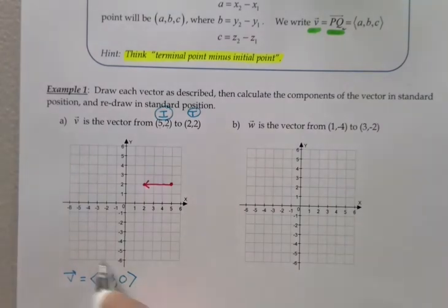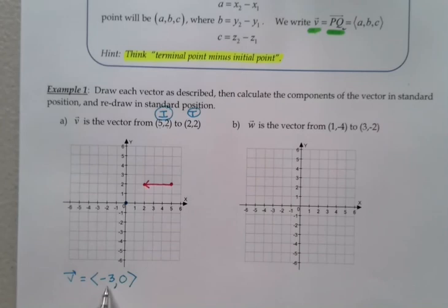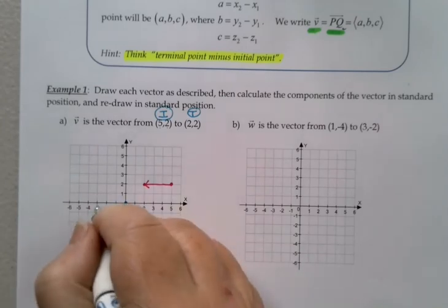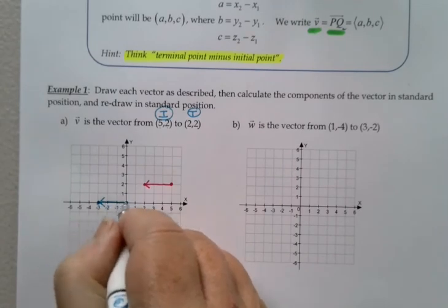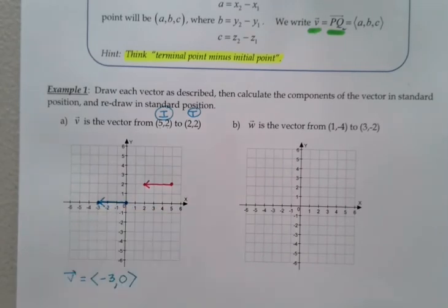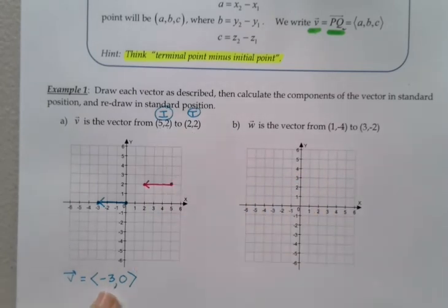If I now draw this as a standard position vector, standard position means I start from the origin, and my ending point is supposed to be negative 3, 0. And so there's the same vector in standard position. I'm sure you can see visually that it's the same, it's just been slid over and down. But we can also see mathematically by taking the terminal point minus the initial point, we can get our standard position notation. Let's do that one more time.